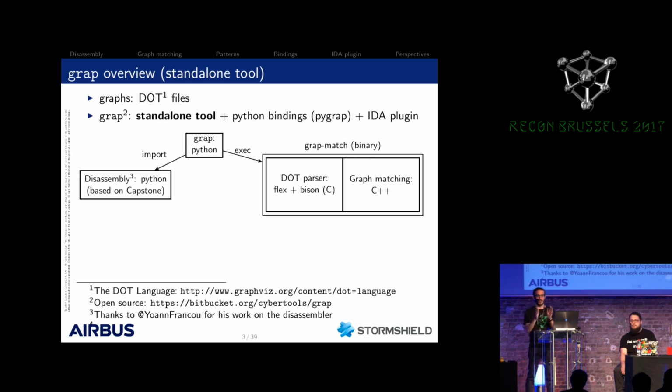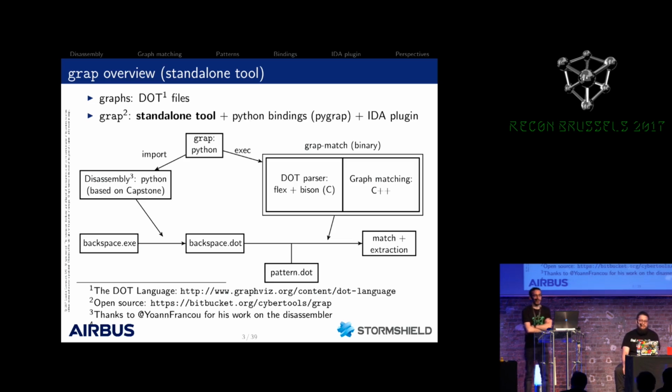So GRAP has two main components. The first one is a disassembler that will take binaries and give you a dot file that is a graph representing the binary. It's coded with Python and it's based on Capstone. And the other part of GRAP is a graph matching library that can parse dot files and then can do the graph matching. This part is more coded in C and C++.